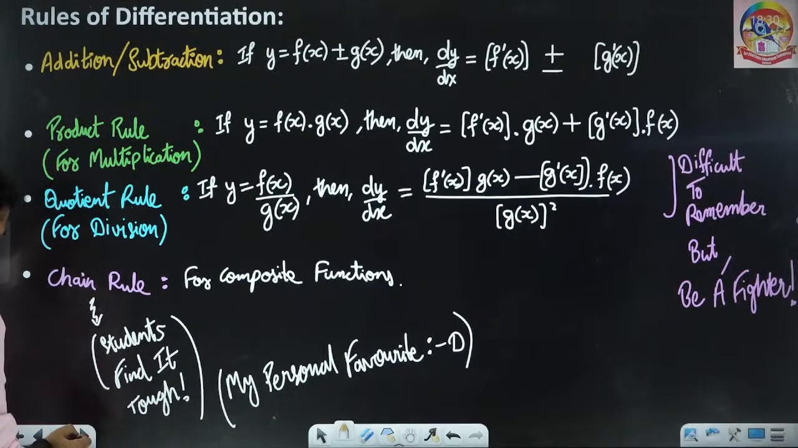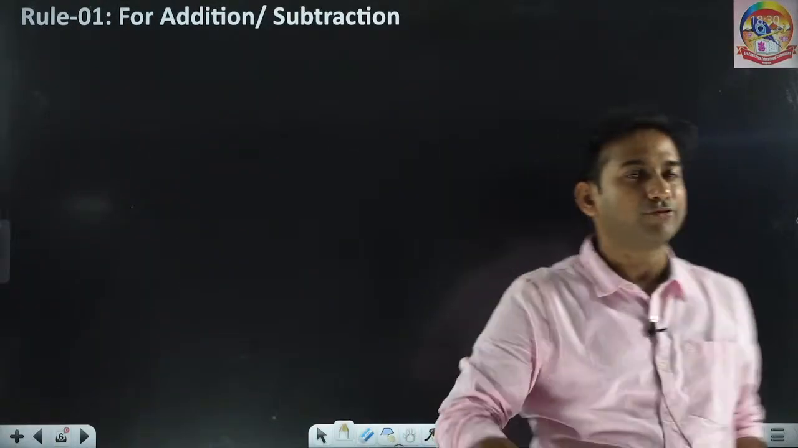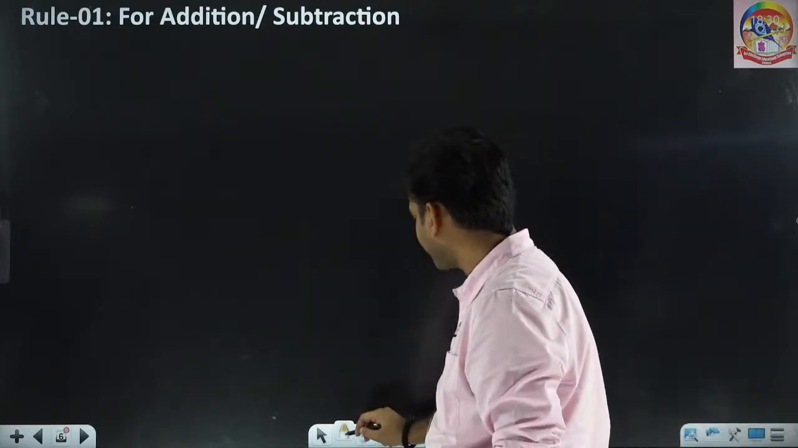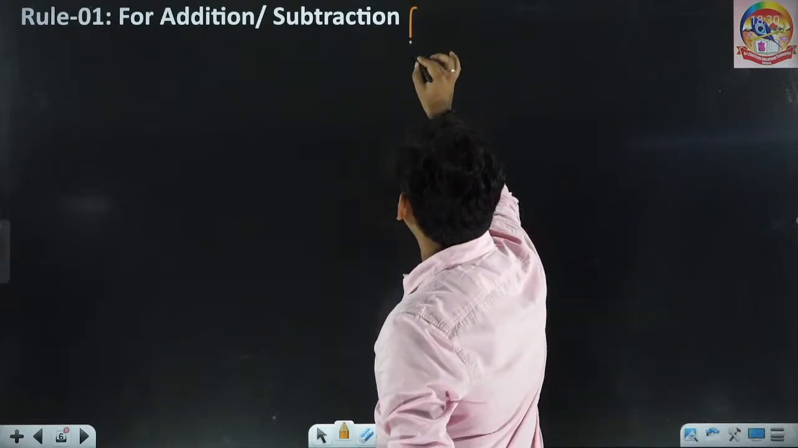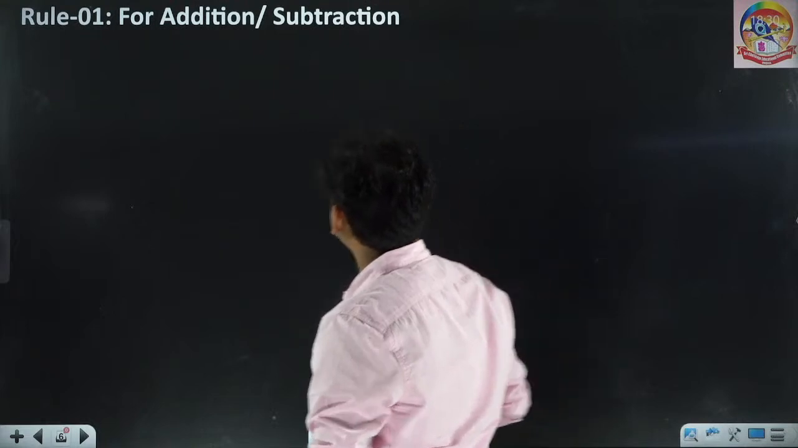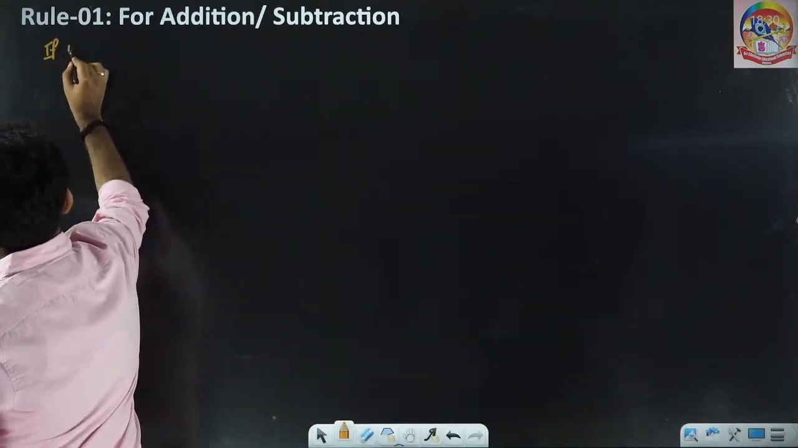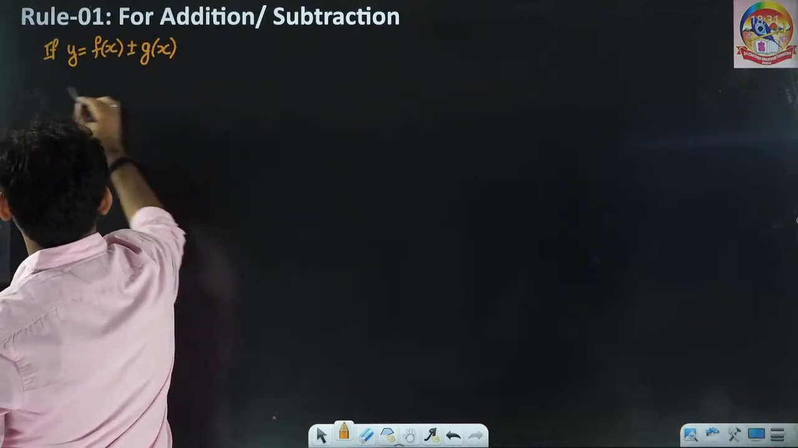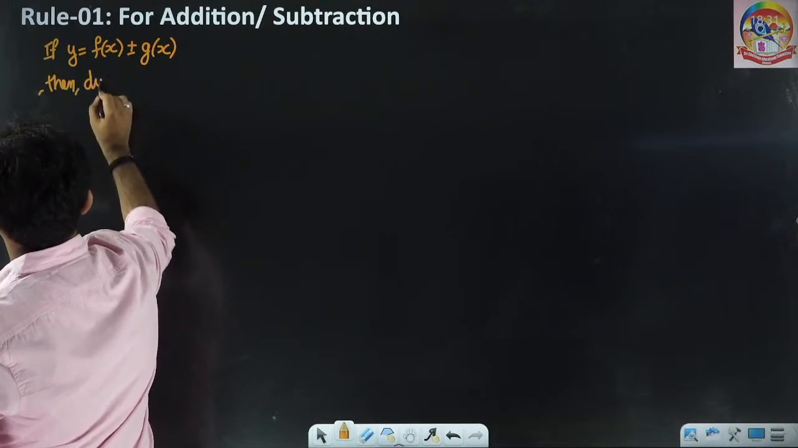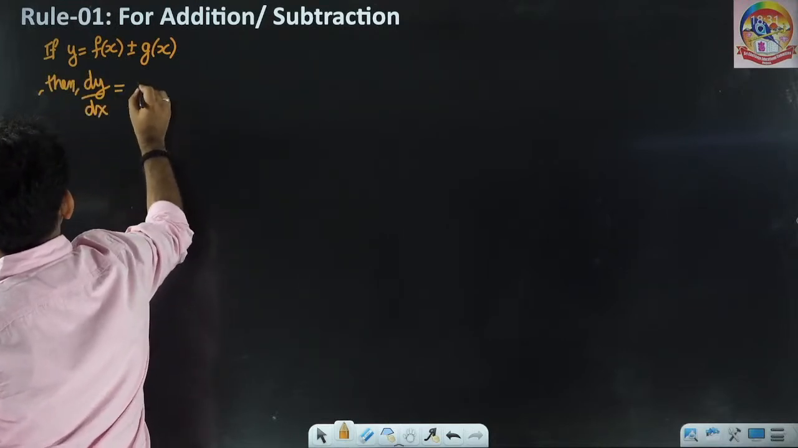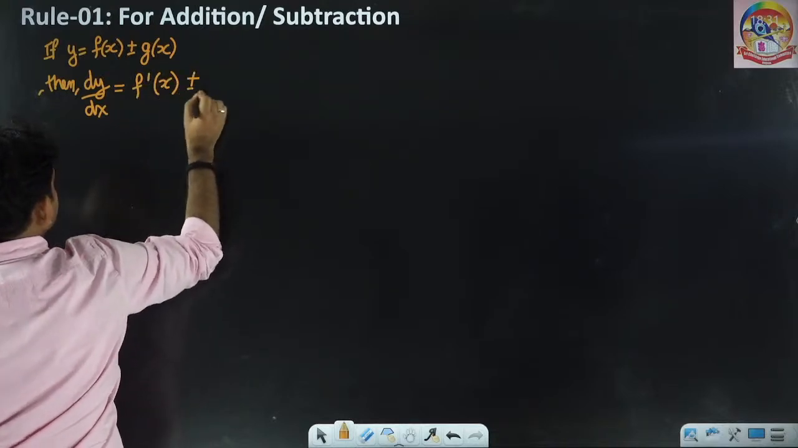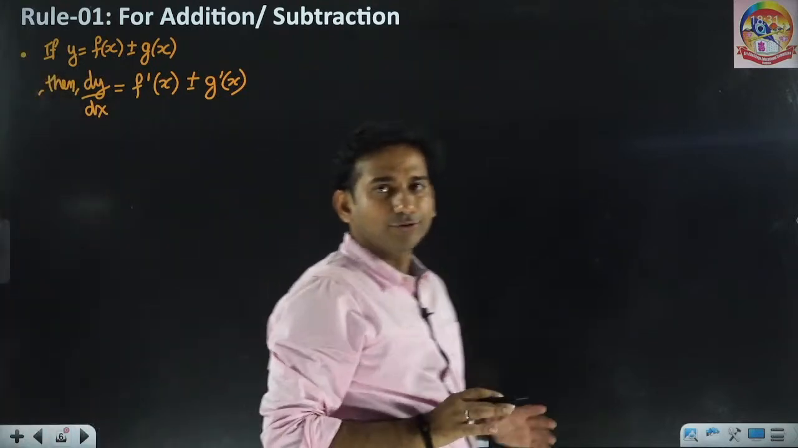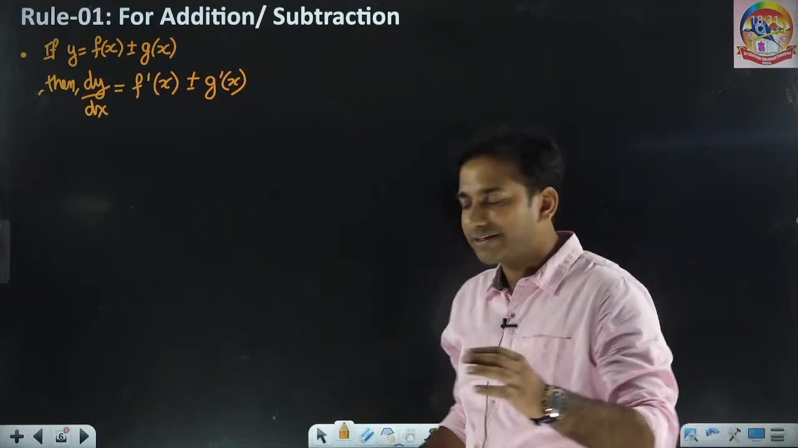Okay, so let's start our journey one by one. First one is addition and subtraction. Again I'll write it for you. If y is equal to f(x) plus minus g(x), then dy by dx will be equal to f dash x plus minus g dash x. What does that mean? That simply means you differentiate them individually, then keep the plus minus sign as it is.